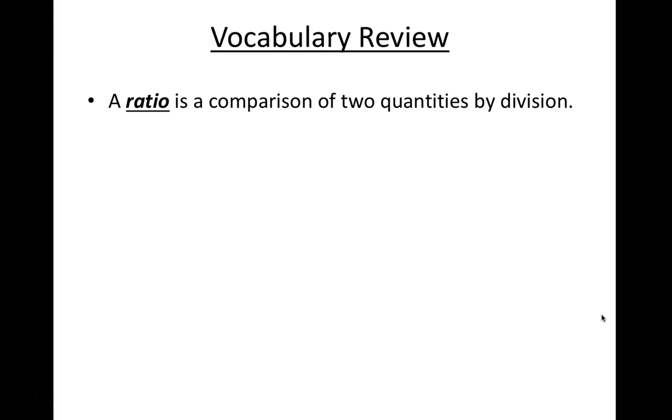Okay, at this time, what I want to do is go over our vocabulary that we talked about in this lesson. And the first one was a ratio. It's a comparison of two quantities by division. And the example I gave you earlier was that 17 out of 20 students did their homework, or we could write that as a fraction as 17 over 20.